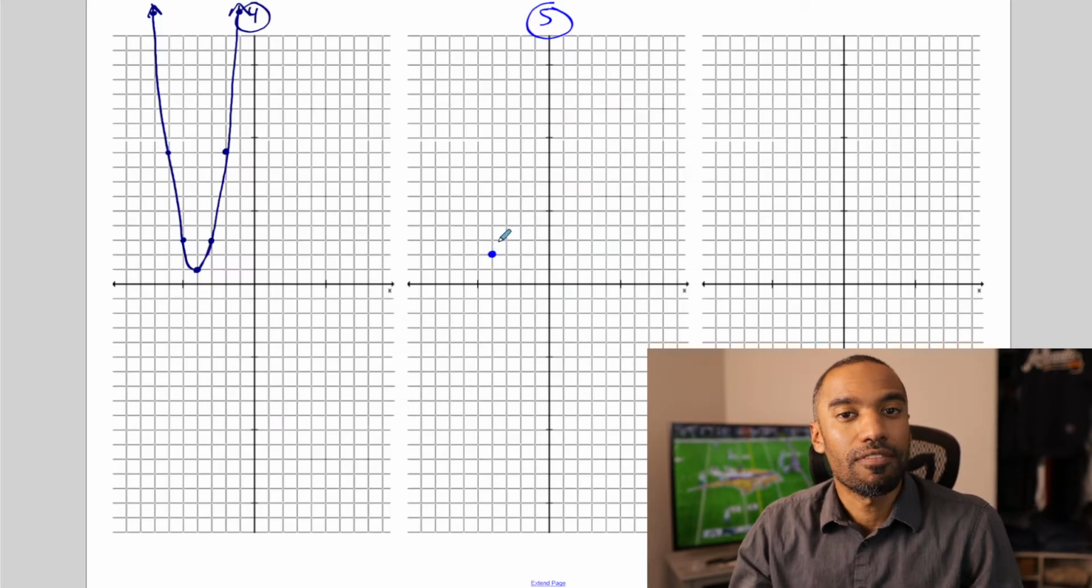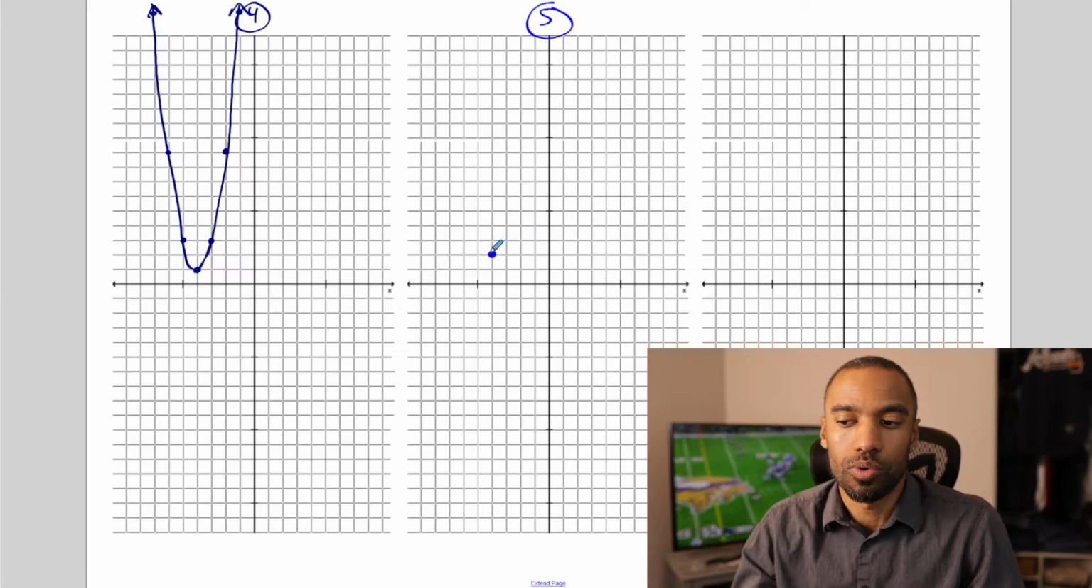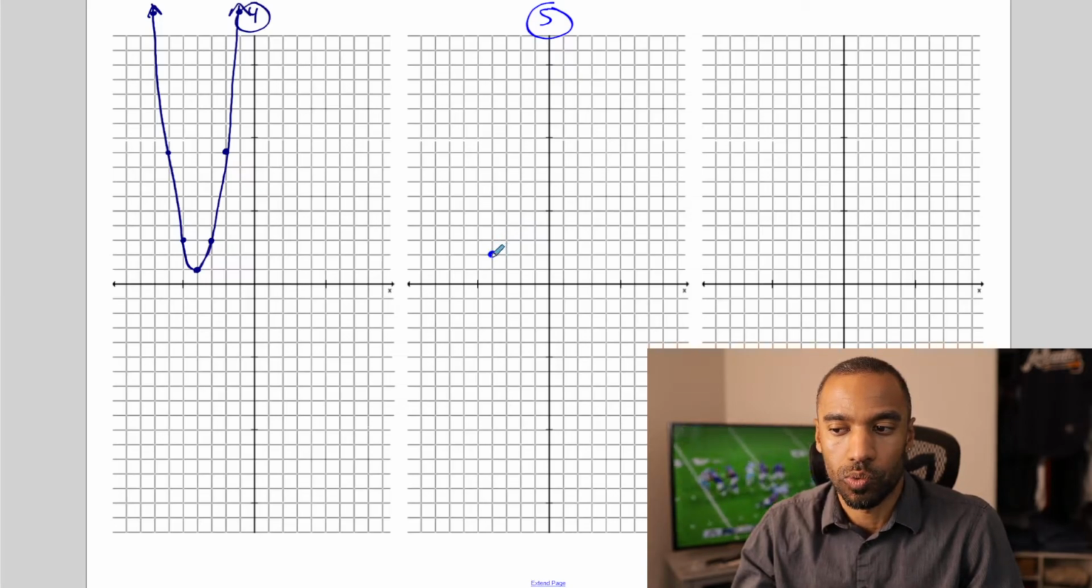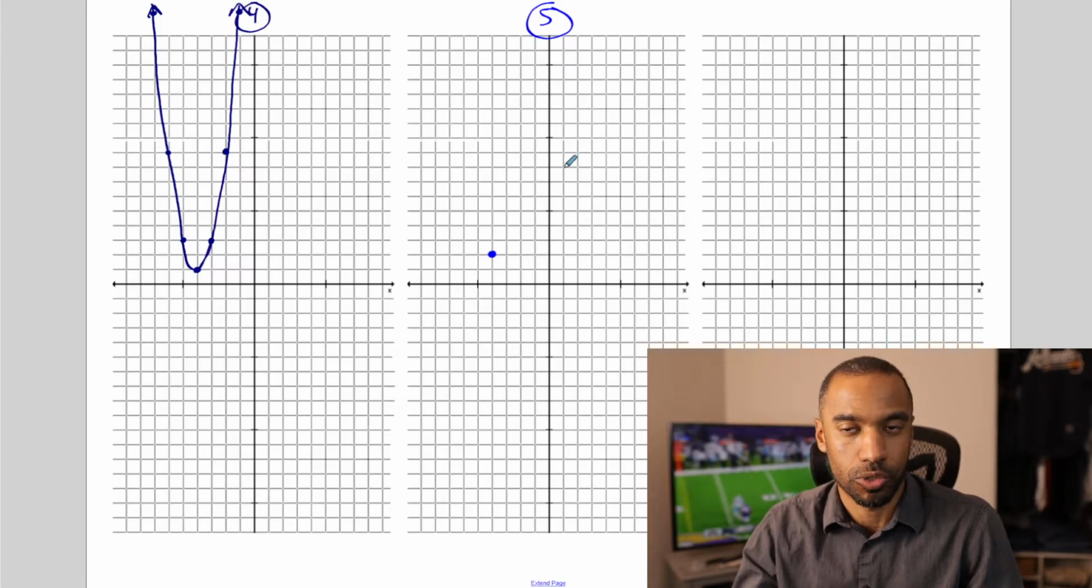Anyway, okay, so now the a value is 1/2. So let's remember how we square numbers. 1 squared is 1, 2 squared is 4, 3 squared is 9, 4 squared is 16.